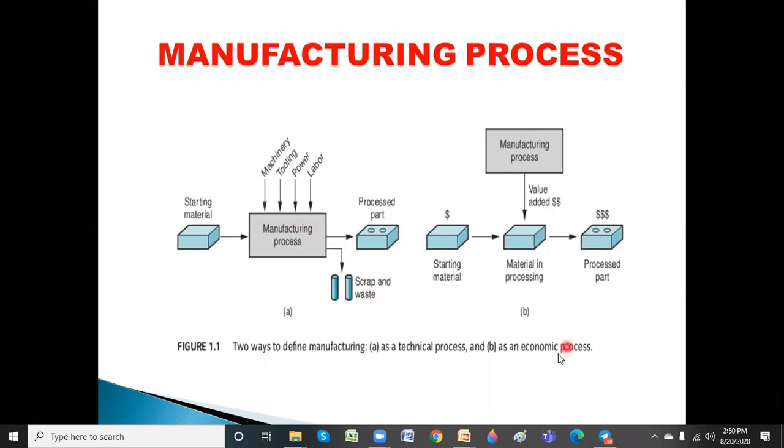When I go for a manufacturing process as the economical one, obviously you know that to get a processed part, I must have a starting material available. For that, I have to invest some money. Then I must buy a machine, for which I have to invest some amount. And finally, I'll be getting a good quality product, and I'll be getting profit based upon the manufacturing process I am carrying out. So that's what exactly a manufacturing process is. Okay, next.